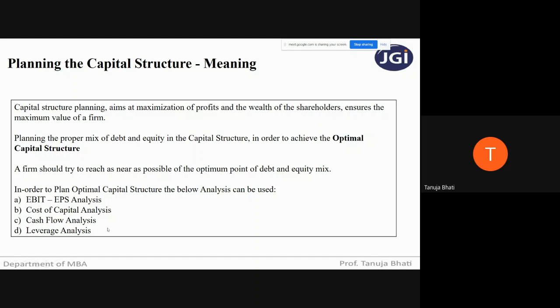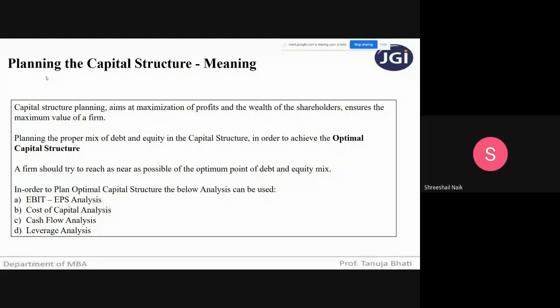So these analyses are nothing but tools which help the company in making proper planning of capital structure. Means making a proper planning in such a way that the best combination of sources of finance is selected, which will ensure that the maximum value of the firm is achieved. Is the meaning of planning of capital structure clear to everyone? Yes, students? Did everyone understand? Yes, ma'am.